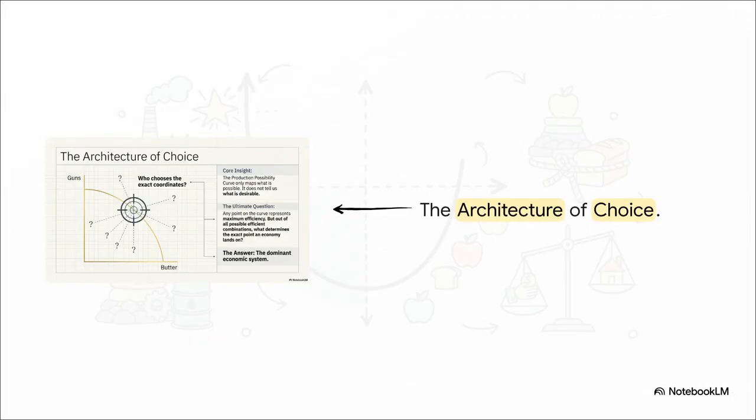So the crucial point is this. When we look at the architecture of choice, we see that the math perfectly outlines our limits. It plainly shows us efficiency, sacrifice, and the harsh reality of scarcity. But the math itself is entirely neutral. It literally requires the human element to actually pull the trigger.